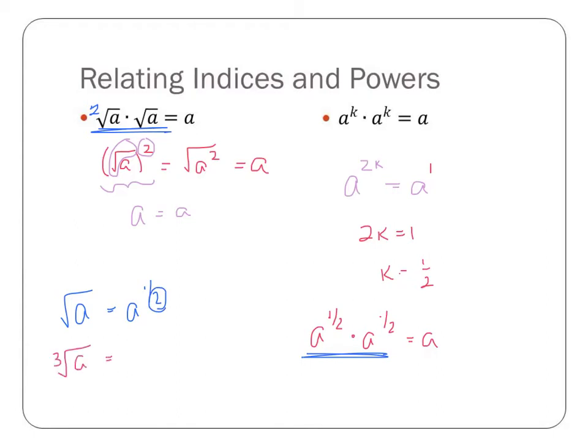The cube root of a actually equals a to the 1/3. The 4th root of a equals a to the 1/4. The nth root of a equals a to the 1/n. This is a very important property that we're going to use to go back and forth between what we will call radical notation and what we'll call rational exponent notation.